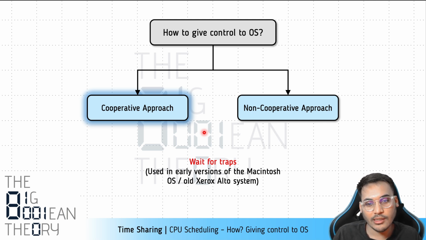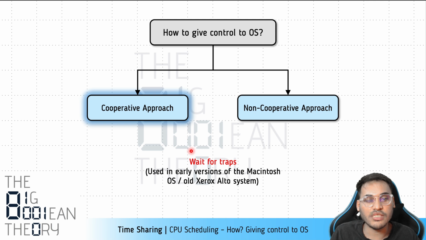We are expecting that the running process will cooperate with the operating system and give up control of the CPU on its own. So how does that happen? Basically, the operating system waits for any kind of traps to happen. We already know what a trap is; we discussed traps in one of the previous topics. A trap is an event which transfers control to the operating system. For example, we have system calls, exceptions, and interrupts.